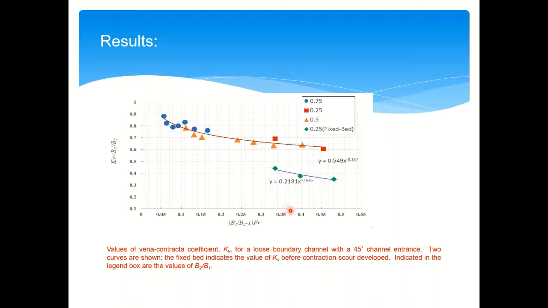Using this plot is very straightforward. We need to calculate the Froude number at the upstream and multiply that number by the contraction ratio minus 1. After that, we can read the KV value from the vertical axis, and then find the vena contracta width.